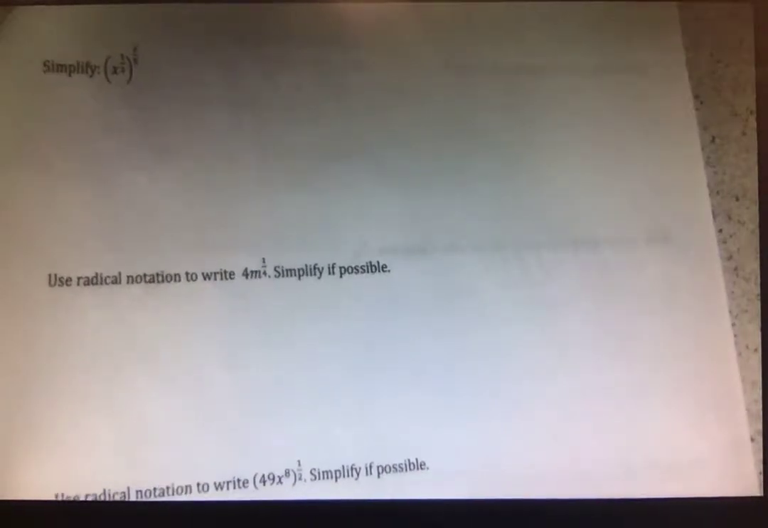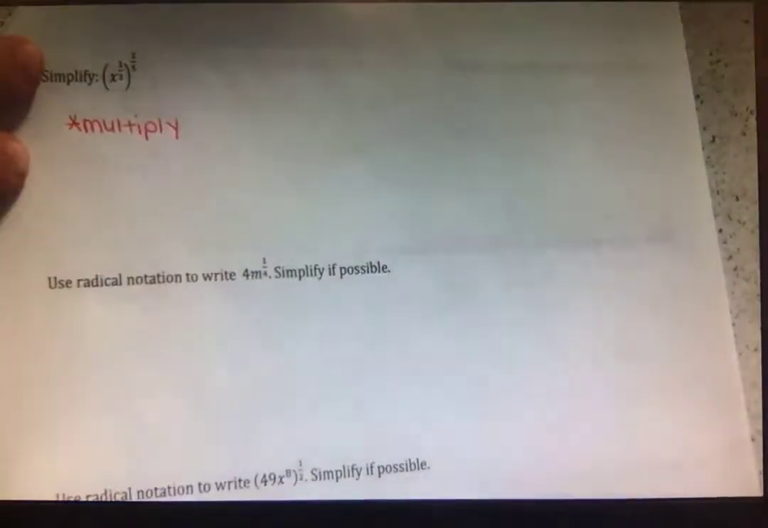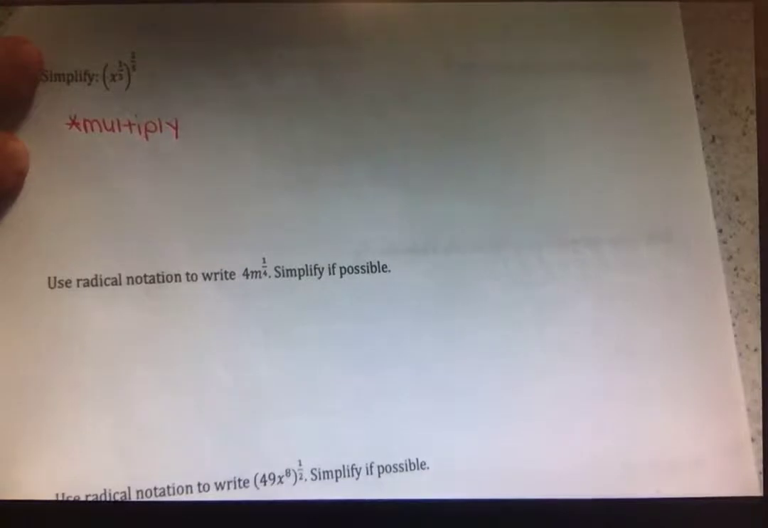So let's use this to do these next examples. Simplifying, I have x to the 1/3 to the 2/5 power. Because I have a power to a power, we are going to multiply these exponents based off that chart and the properties of exponents we went over in Module 2, Homework 5. So we're going to multiply these exponents.